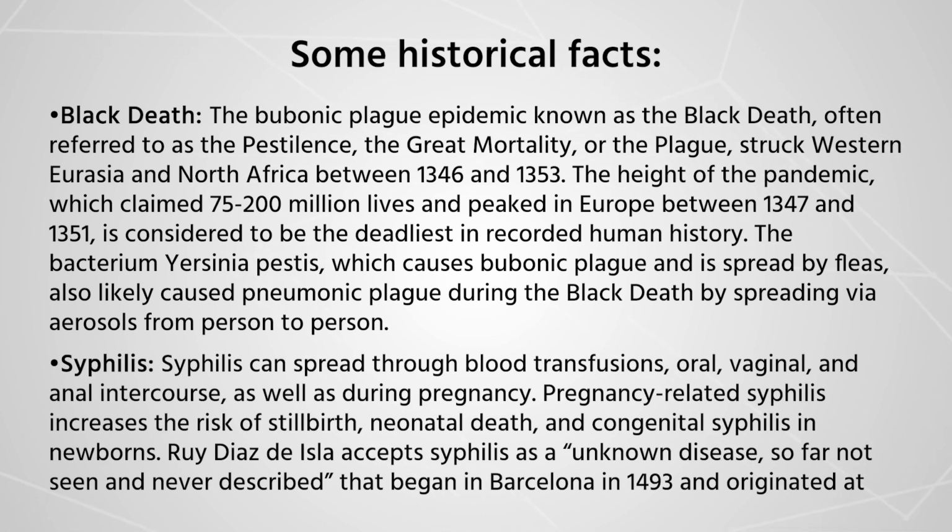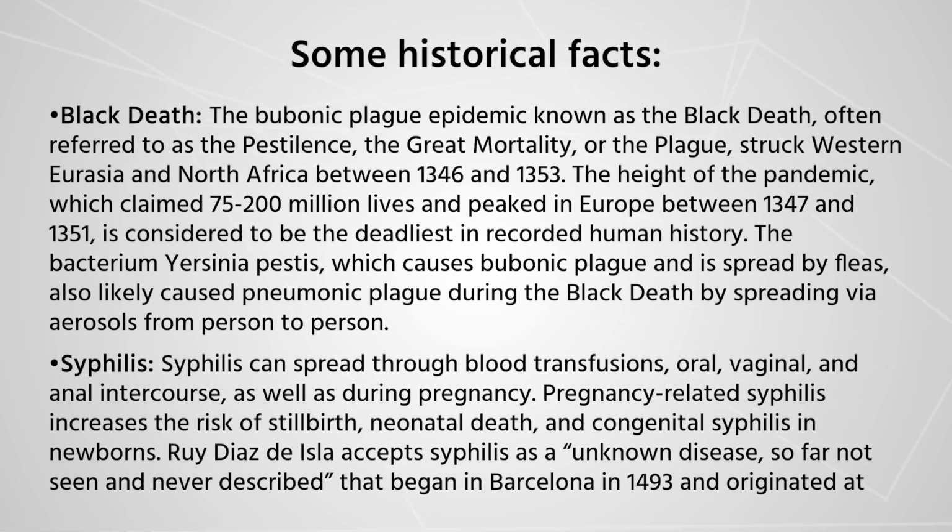Syphilis. Syphilis can spread through blood transfusion, oral, vaginal and anal intercourse as well as during pregnancy. Pregnancy-related syphilis increases the risk of stillbirth, neonatal deaths and syphilis in newborns.